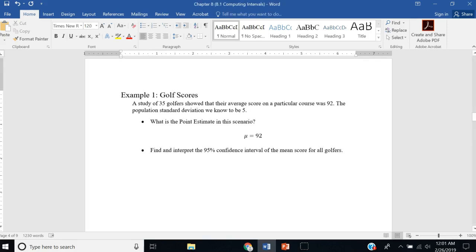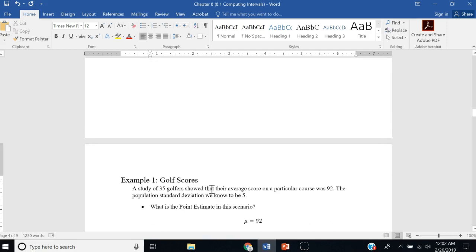Now, is that a perfect guess? Of course not. And that's why we do a confidence interval. We don't know if 90 would be close to that or if 83 would be close to that. So here we go and find our confidence interval. Now this is where the calculator once again comes in very handy.